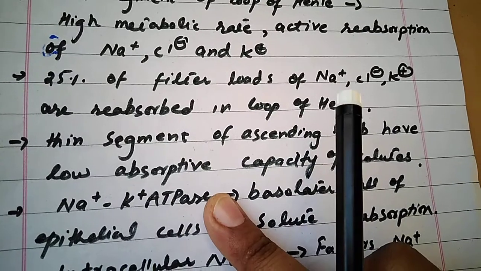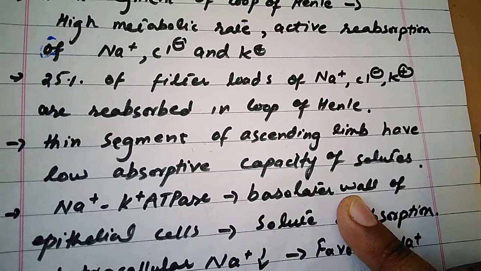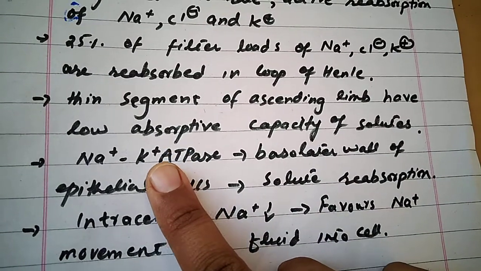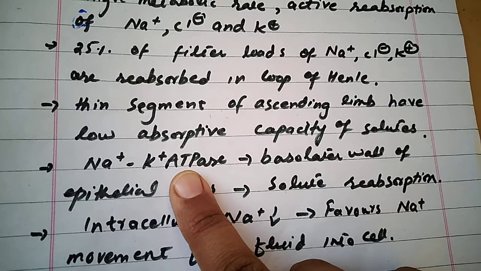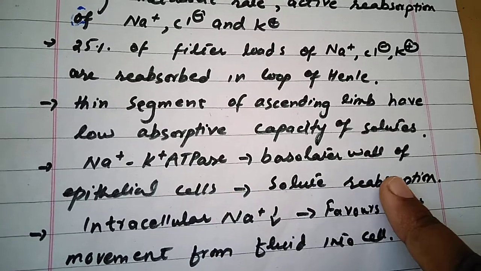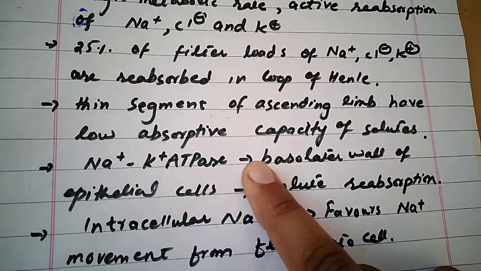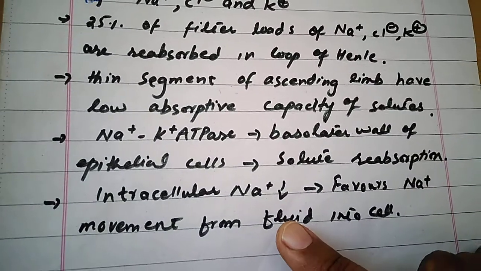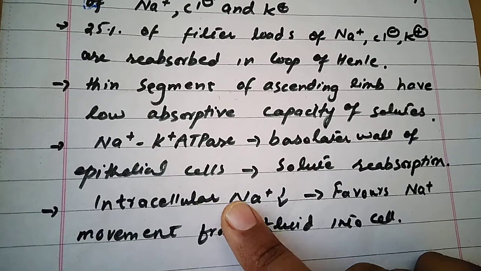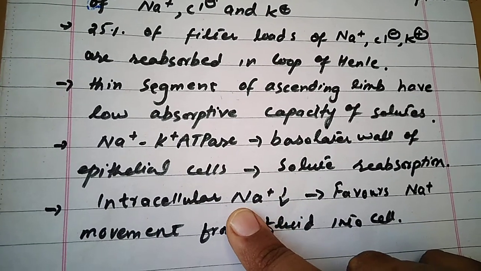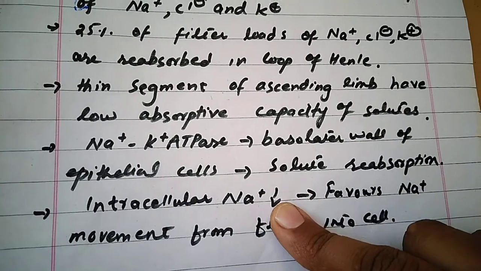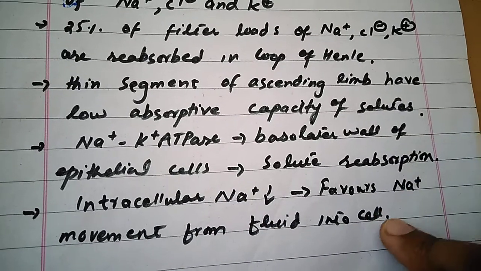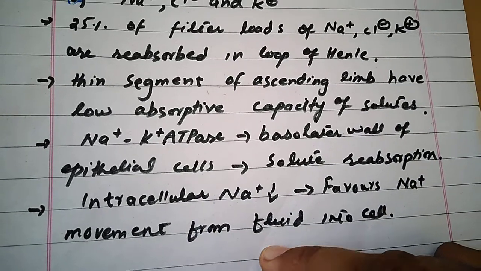Sodium potassium ATPase pumps are present in the basolateral wall of the epithelial cells, and this sodium potassium ATPase pump causes the breakdown of ATP, and it is involved in solute reabsorption along the basolateral walls of the epithelial cells. In the renal tubules, the sodium concentration within the cell is kept low. This low concentration inside the cell favors the movement of sodium from the tubular lumen into the cell.